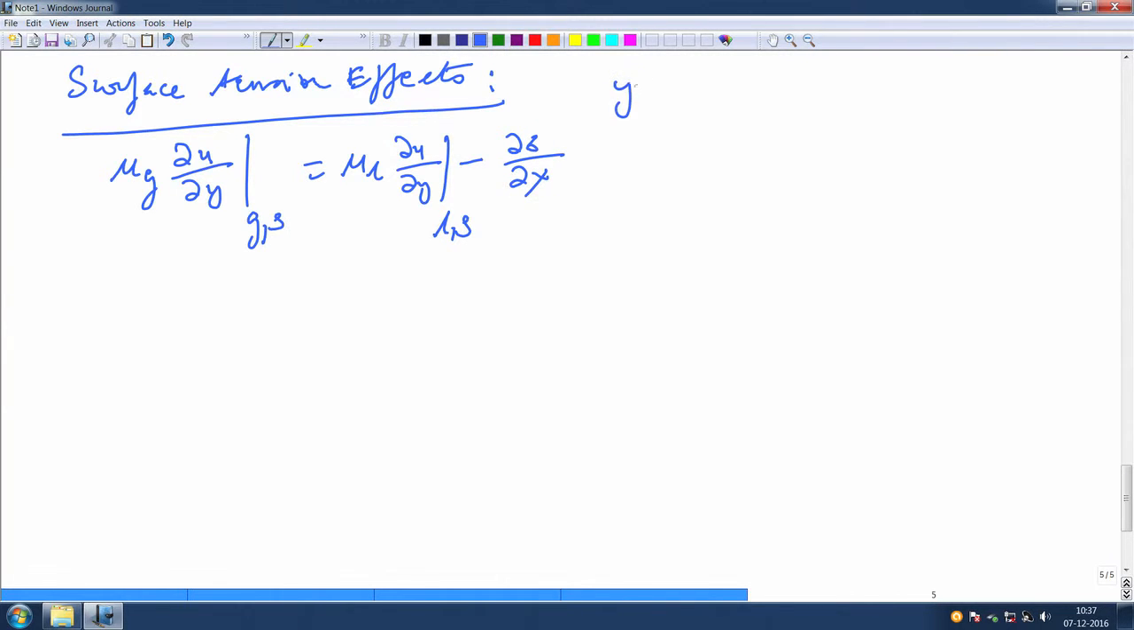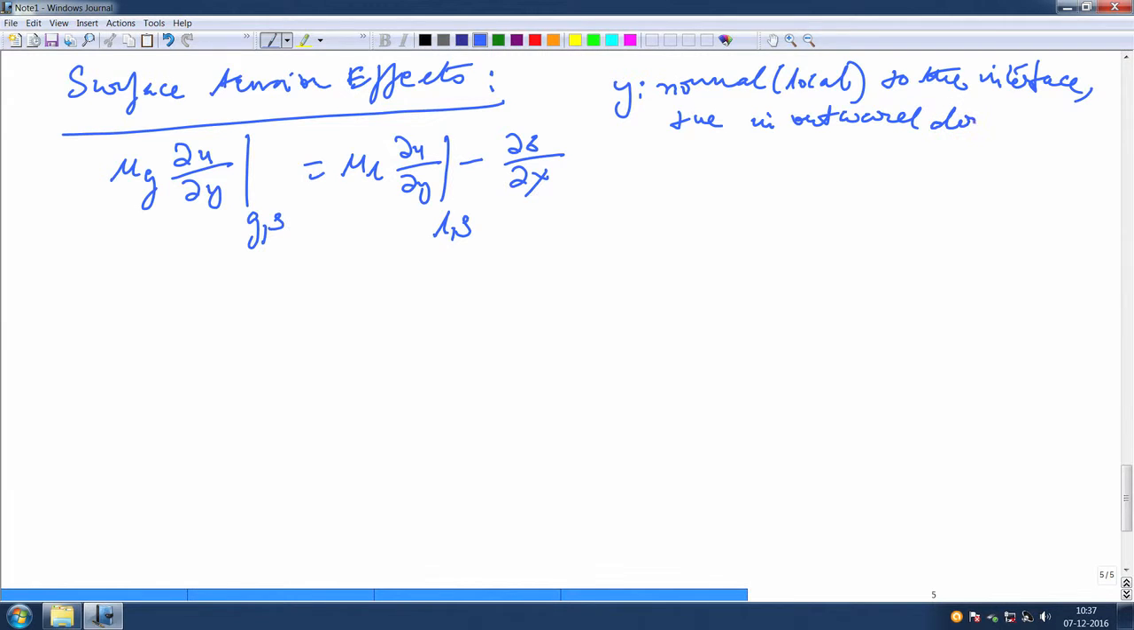Here, y is the local normal to the interface, and it is positive in the outward direction. X on the other hand is the local tangent. So, this is what the equation looks like. The incorporation of surface tension results in an augmentation of the shear stress experienced by the liquid.